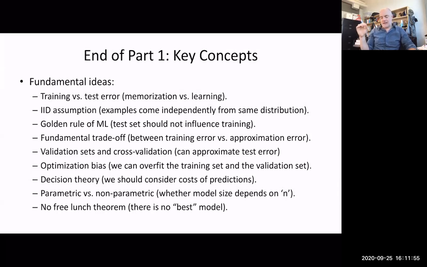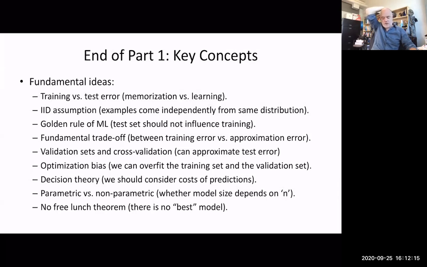We just did a teeny tiny little bit of decision theory where we said we should, in certain circumstances, actually consider the costs of the predictions we make in addition to just their probabilities and getting the test accuracy minimized. We introduced a notion that many of you are probably not familiar with a priori, which is the notion of a parametric versus non-parametric model.